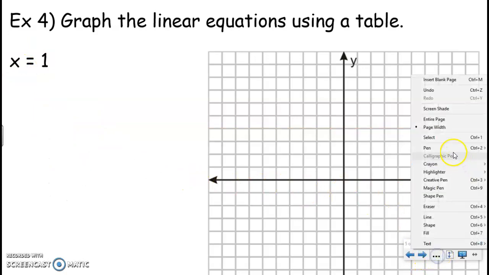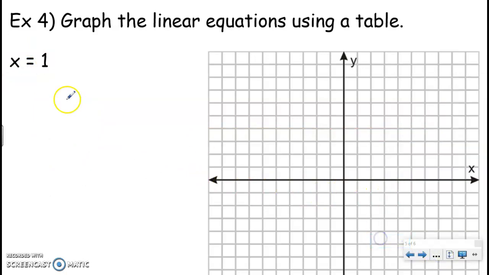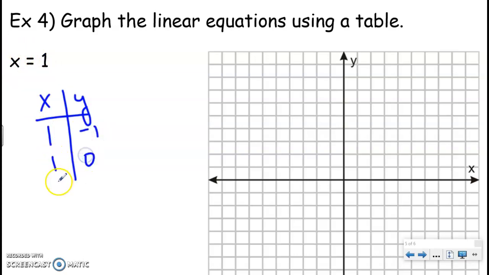Okay, same idea with the next one. We don't have a y this time. So in this one, x is 1 no matter what y values I look at. Okay, so that one's a little bit trickier because it switches it up on us. So we end up having this here.